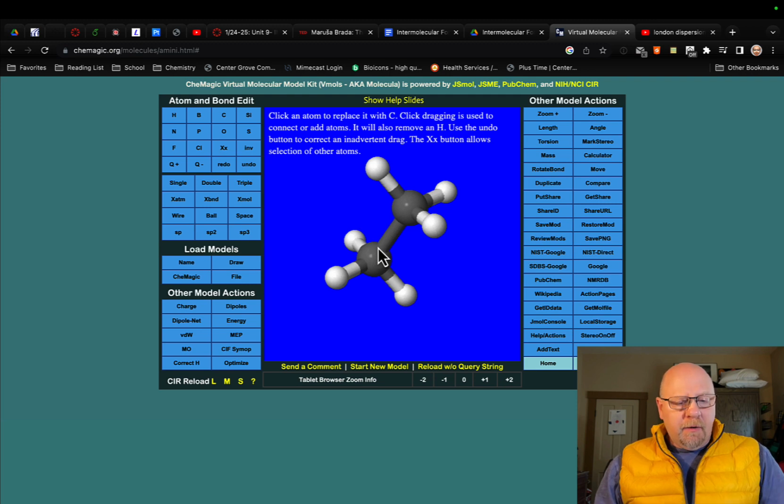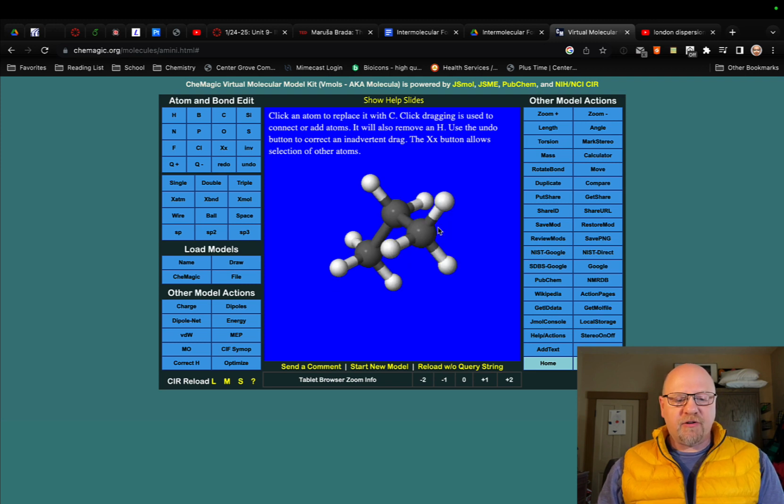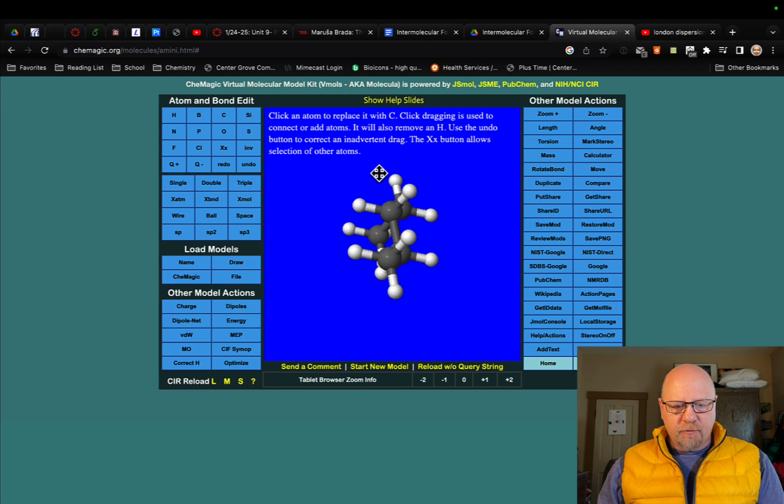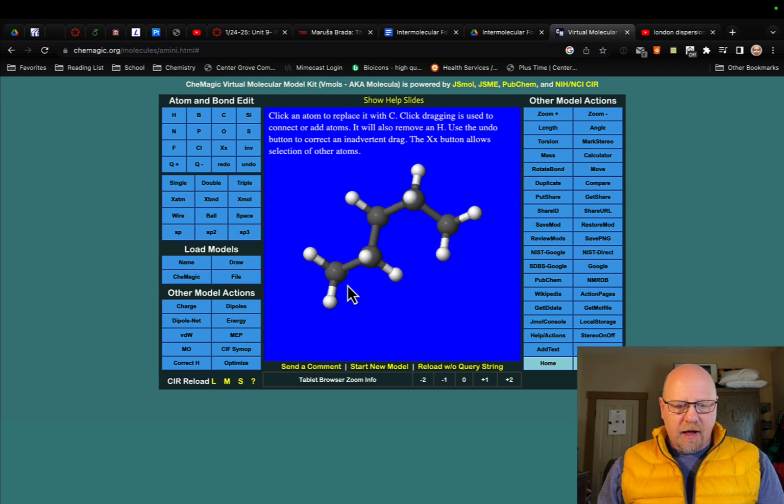So that gives us 2 carbons. We need 5, so I'm going to click another hydrogen to add 3 carbons. I'm going to click another hydrogen to add a 4th, and then I'm going to click another one to add a 5th. Now we can rotate this around, and you can see now that I have 5 carbons.